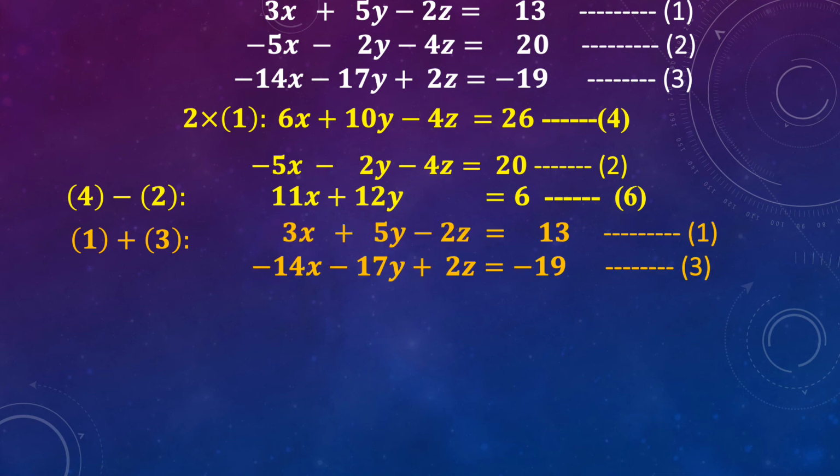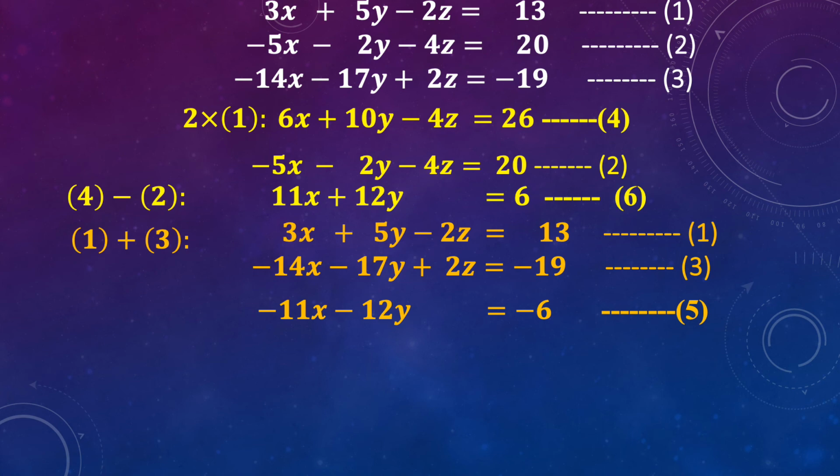So you get negative 3x plus 5y minus 2z equals 13, negative 14x minus 17y plus 2z equals 19. So you add these two equations together, you get negative 3x minus 14x, you get negative 11x, and then 5y minus 17y, you get negative 12y, and then 13 minus 19, you get minus 6. So you get equation number 5.